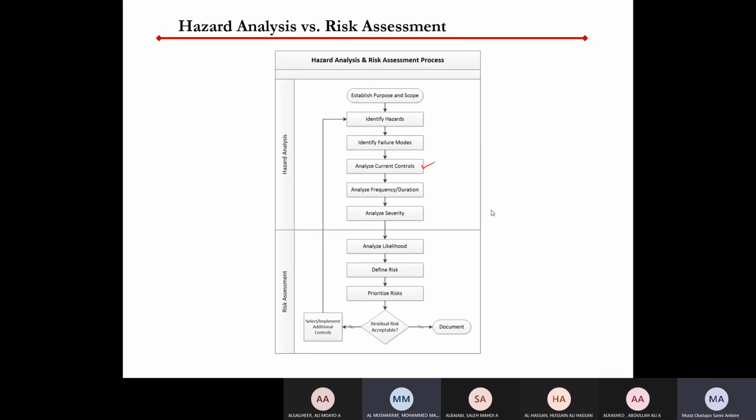Yes. All right. So next you identify current controls. Okay. It means existing controls. And then you analyze frequency and duration. Okay. Frequency and duration of the hazards. And lastly, analyze the severity of the hazards. Next, you analyze the likelihood. There's a likelihood that this is possible, that this will likely occur. And this helps you to define the risk based on the calculation we stated earlier. Then you prioritize the risk, which means you rank them, okay, according to their risk scores.